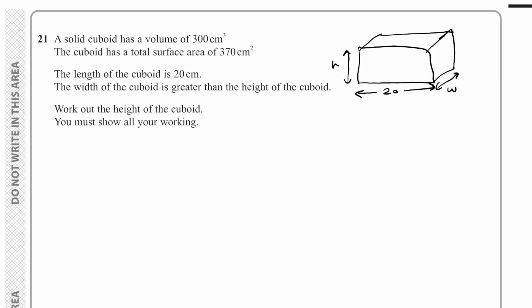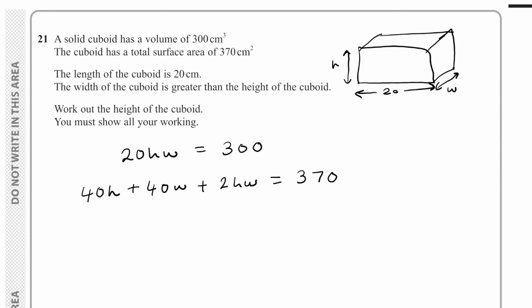So let's call this one the width and call this one the height. So the volume is 300. So 20 times HW, 20HW is 300. The surface area is 370. So we've got the total surface area is two 20 times H's, so 40H, two 20 times W's, 40W, and two HW's is 370. And we need to work out the height of the cuboid.